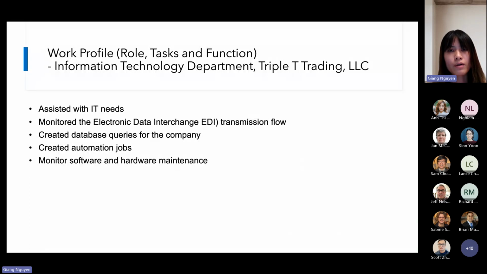About my work profile: during the period as an intern at Triple T Trading, I assisted the staff members with any IT needs. I also monitored and troubleshot the electronic data interchange transmission flows, as it was the main task of my responsibility. Besides, I contributed to creating database queries using PostgreSQL, created automation jobs, and also worked closely with the team to monitor the software and hardware maintenance.